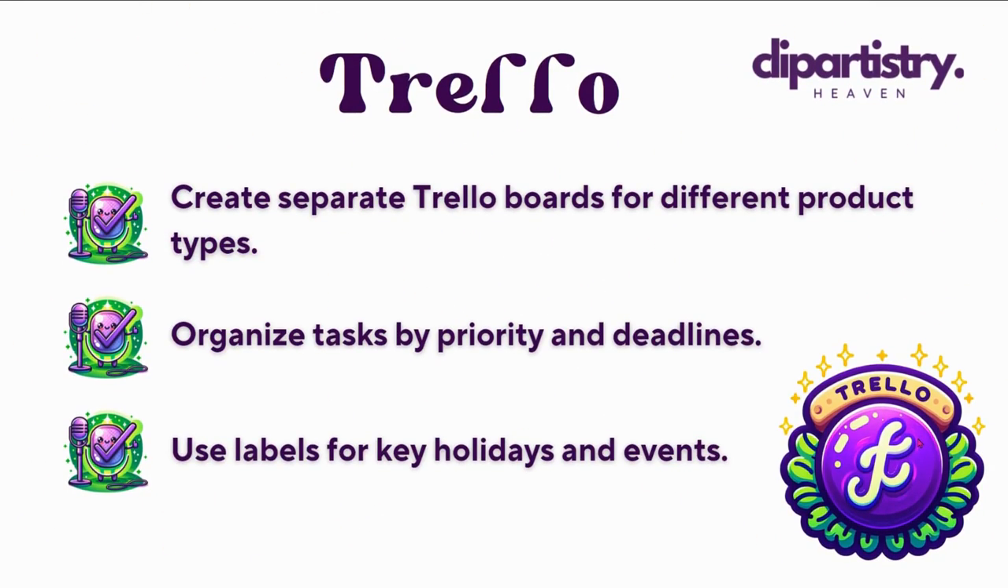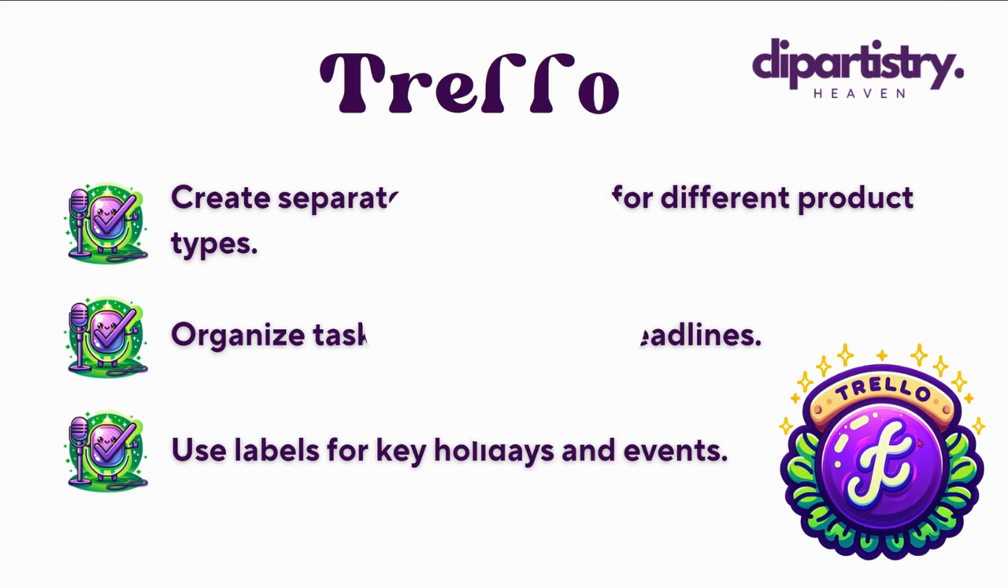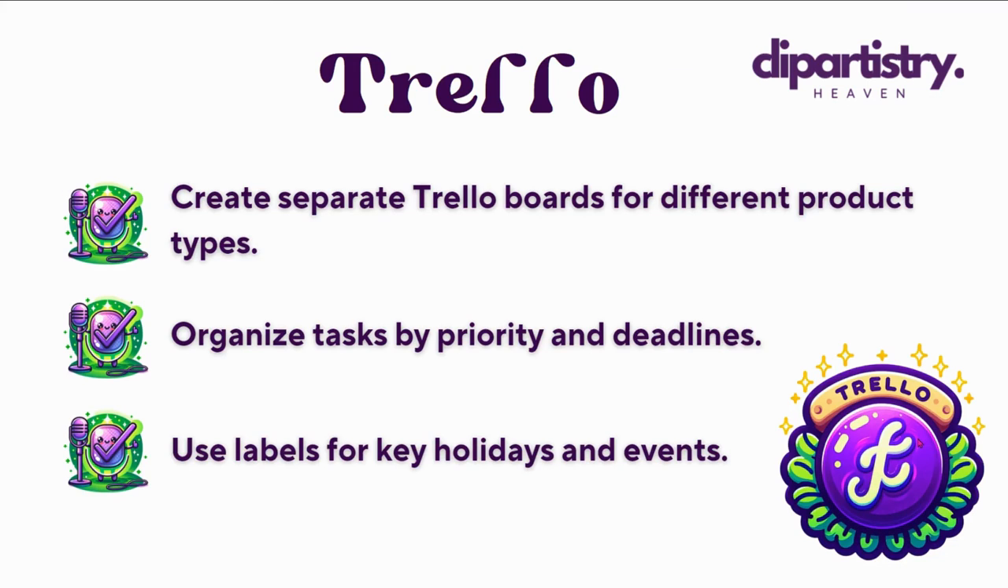Trello, just an overview again: create a separate Trello board for different product types. I'll go into the system with you now, but just to highlight, in Trello you will create different boards, with a list in a board and a card in a list. We'll go through it. You can organize your tasks by priority and deadlines and use labels for key holidays and events. It will make more sense in a minute. So let's just switch over here.